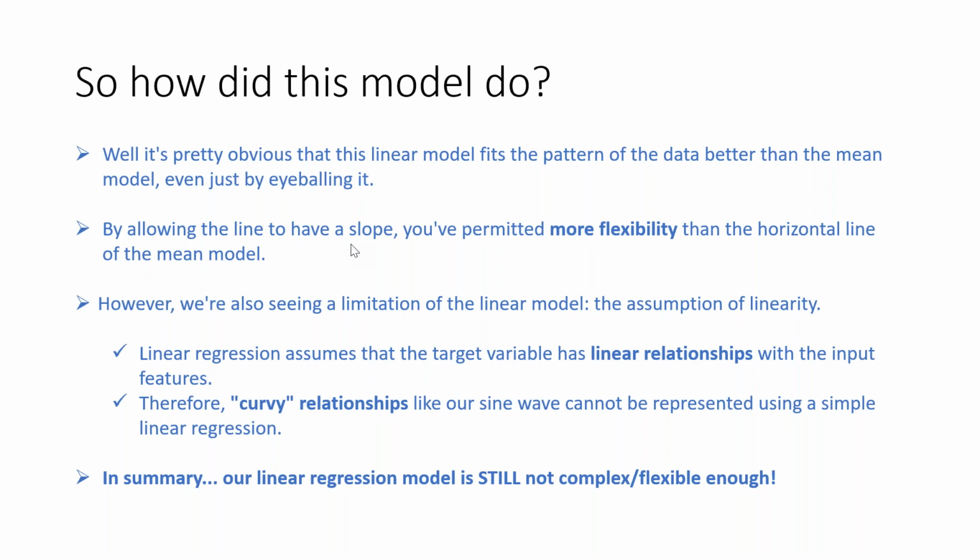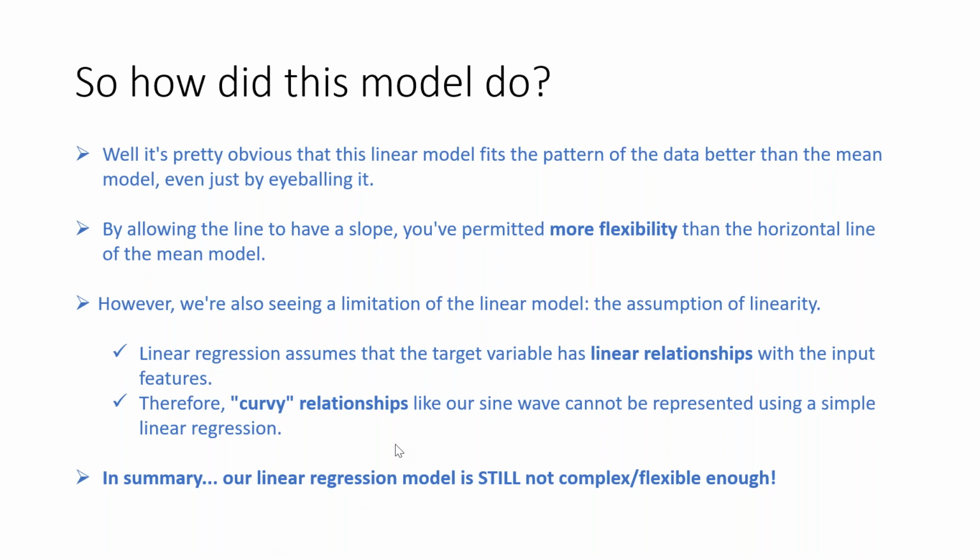But we are also seeing a limitation of the linear model, that is the assumption of linearity. No matter how much data I give it, it will not capture curvy relationships. Linear regression assumes that the target variable has a linear relationship with the input features: y hat equals beta 0 plus beta 1 x. That is the limitation. So we cannot capture curvy relationships like our sine waves; they cannot be represented using this simple linear regression model.